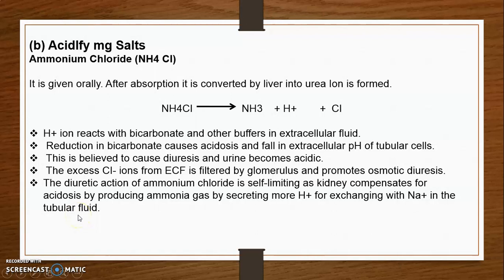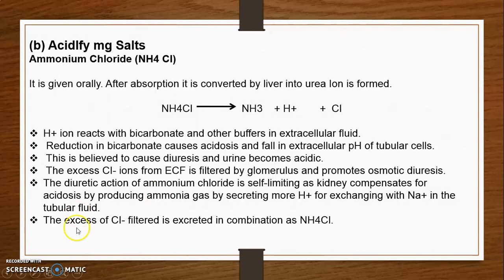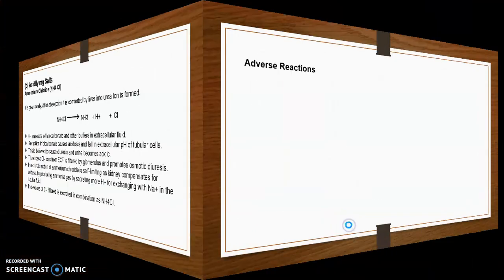for exchange with the sodium in the tubular fluid. With this acidifying salt, if its proportion is increased, then our kidney starts the process against acidosis, and by that ammonia gas will be produced, with secretion of more H plus ions, and these H plus ions are responsible for exchange of the sodium ion in the tubular fluid. In this way they act as a diuretic. The excess of chloride filtered is excreted in combination as NH4Cl.